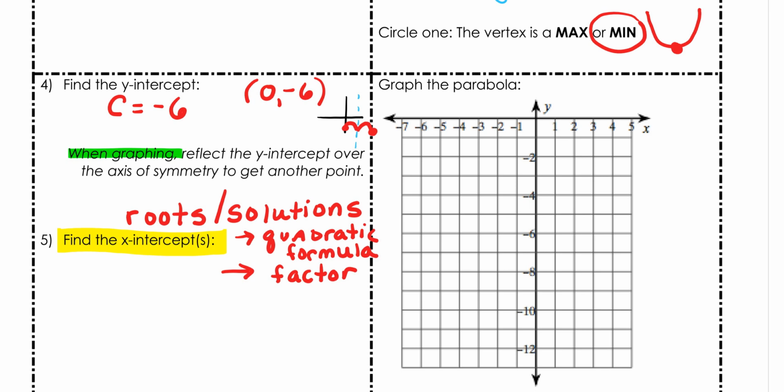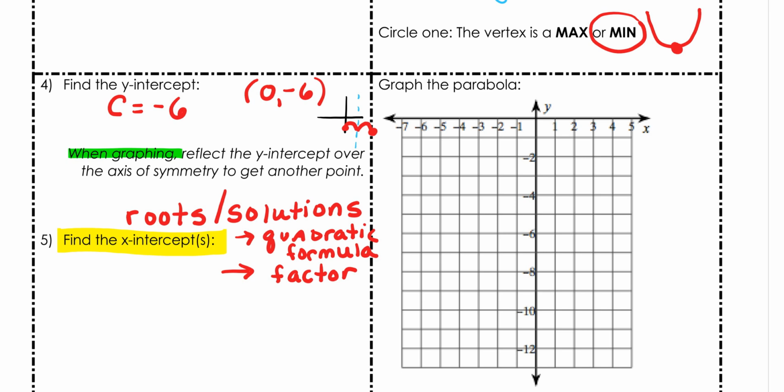And then once you factor, you set each factor equal to 0. So it's whatever you choose. Maybe you're more comfortable using the quadratic formula each and every time. Maybe you're really good at factoring and you want to stick to factoring. You do what you know is your strength, and you're going to make sure that's what you utilize in order to figure out your x-intercepts.